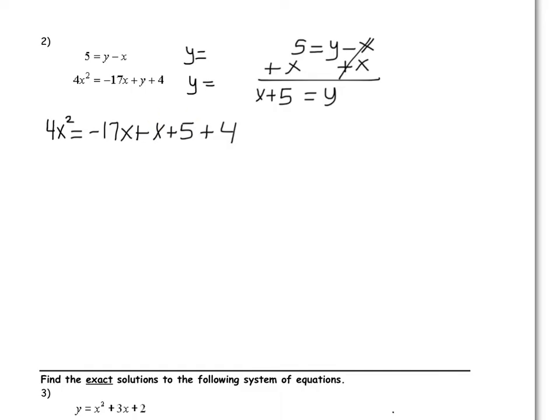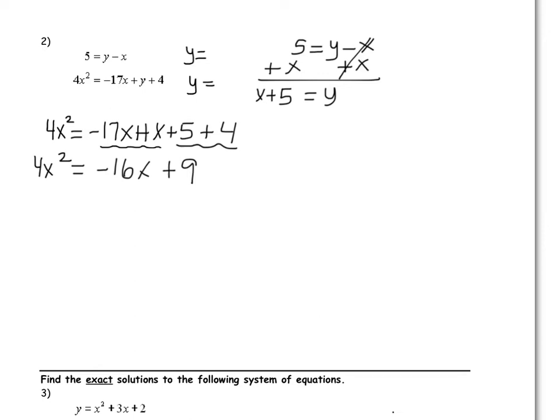It's just not necessary. Okay, so do I have any like terms on this right-hand side over here? I have a 5 and a 4, which add to 9, and a negative 17x and a plus 1x. So this could be negative 16x plus 9. All I did was add the 5 and the 4 and got this 9, and then I added negative 17x plus 1x and got negative 16x. And I'm just going to bring down the 4x squared.